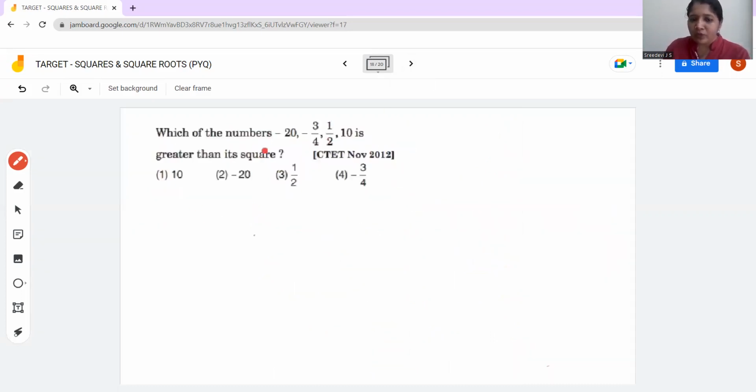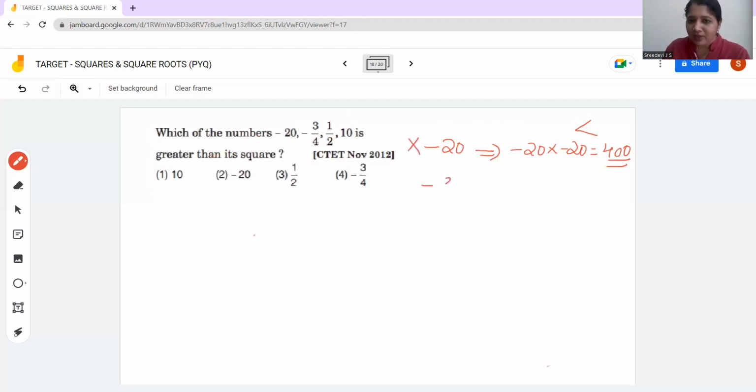Okay. Now, which of the numbers minus 20, minus 3 by 4, 1 by 2 and 10 is greater than its square? So let us see the square of each number. Minus 20, what is the square of this number? Minus 20 into minus 20, even number of minus are multiplying. So the answer is positive. So 400. Anyway, 400 is greater here. We need to find out, when we find out the squares of a number, which of these numbers is greater than its square. So number should be greater than the square. Here the square is greater. Okay, so this is not our correct option.